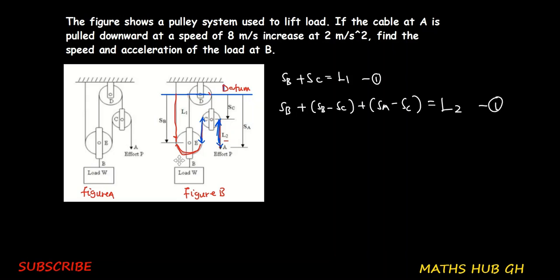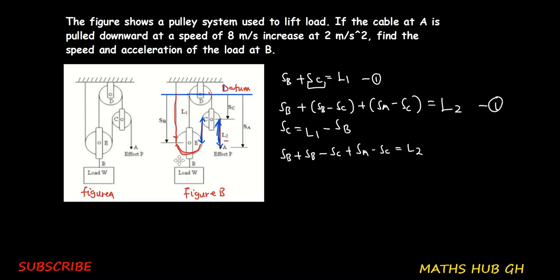So we have two equations with three variables. For this reason, we are going to make SC the subject in equation 1. So we are going to have SC equal to L1 minus SB. You substitute this into equation 2. But before you do that, let's simplify equation 2. You're going to have SB plus SB minus SC plus SA minus SC equal to L2. That's just equation 2, but I just removed the brackets.